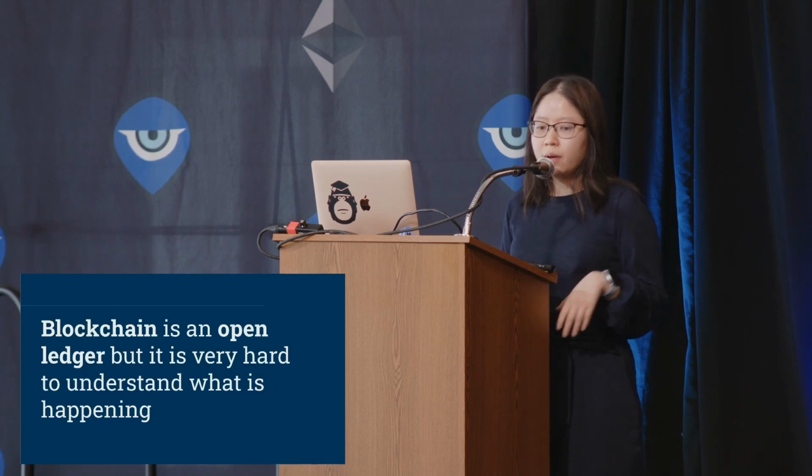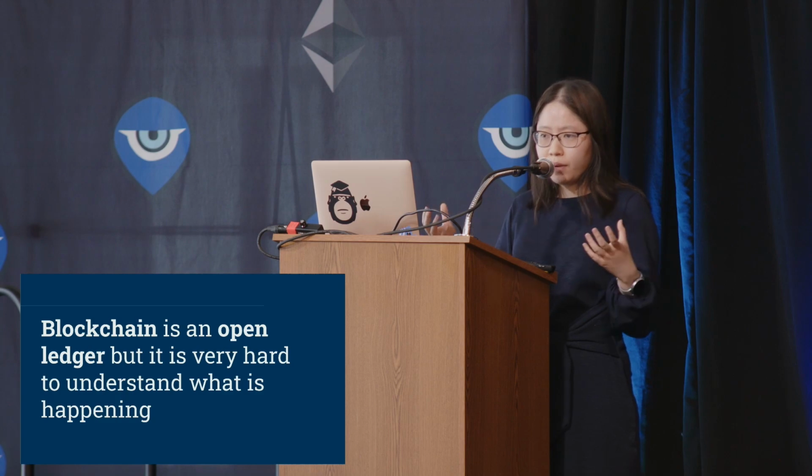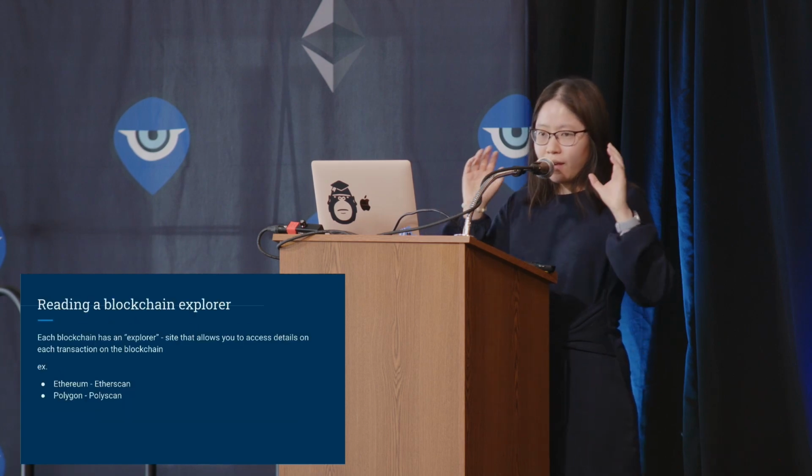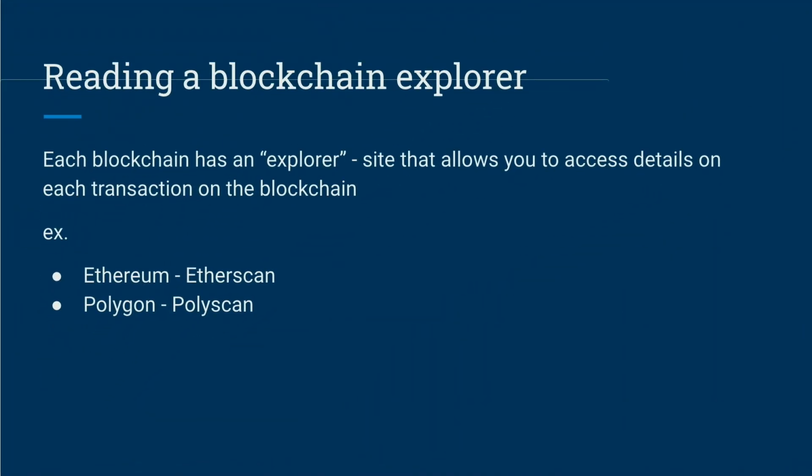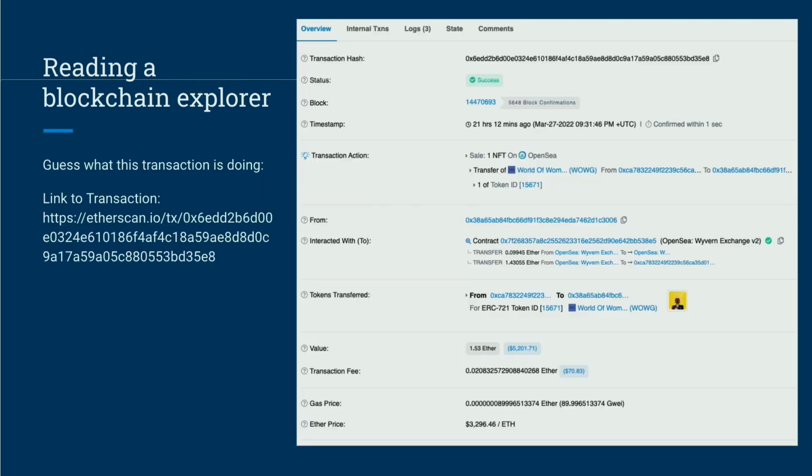Blockchain is an open ledger, but it's really hard to understand what is happening. To express that, let's read a blockchain explorer. Each blockchain has an explorer, or a site, that allows you to access all the details of each transaction on the blockchain. For example, on Ethereum, this explorer is called Etherscan. On Polygon, it's called Polygon Scan. So here is a transaction on the Ethereum blockchain, and this is on Etherscan.